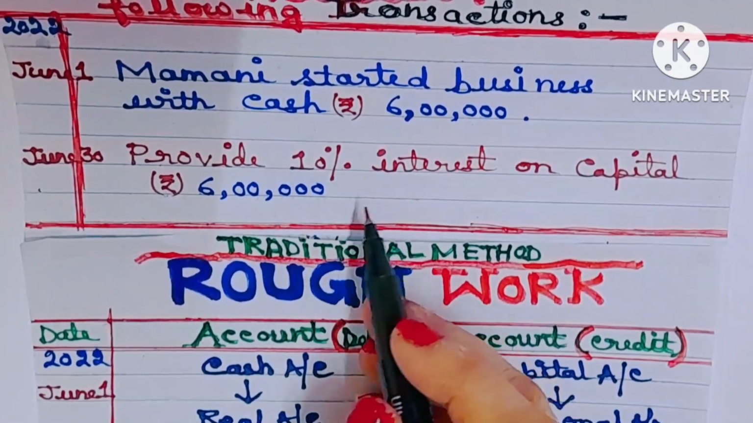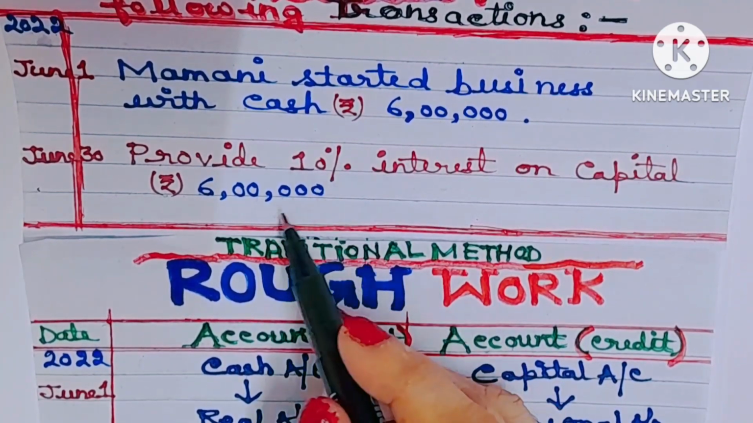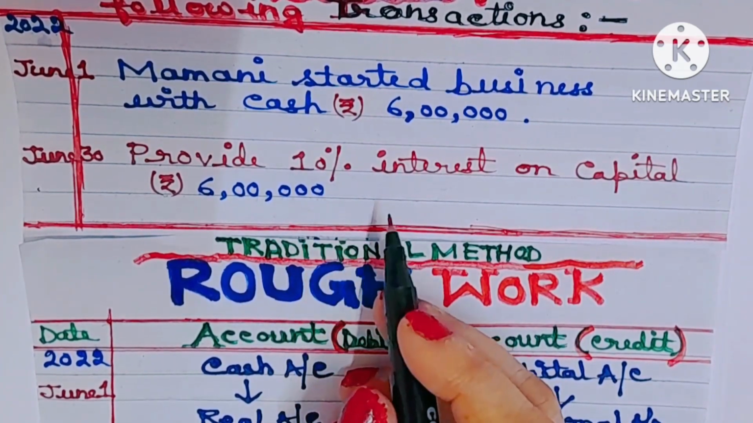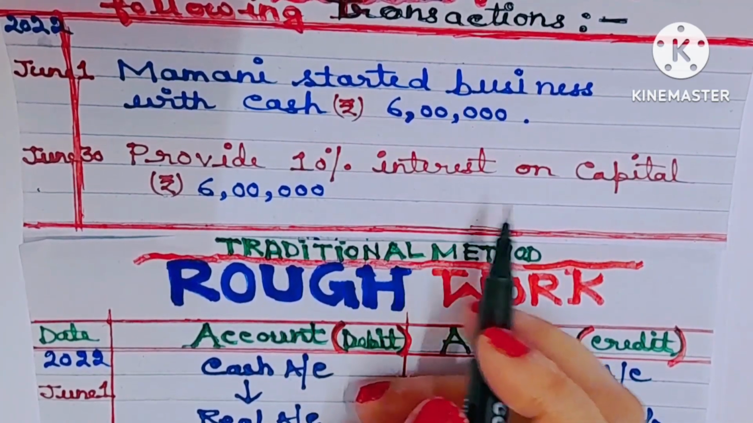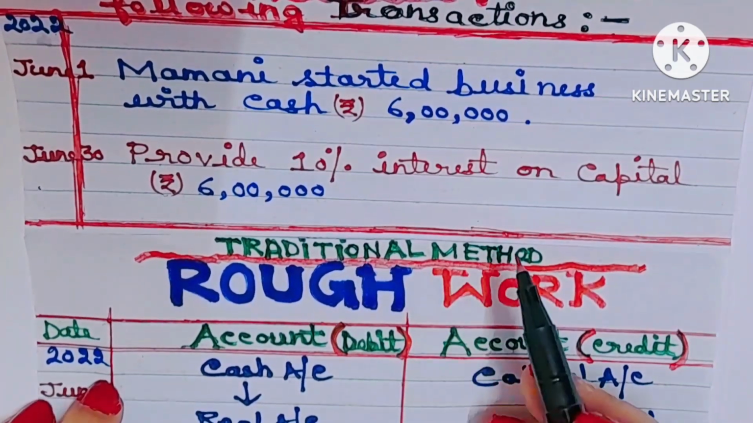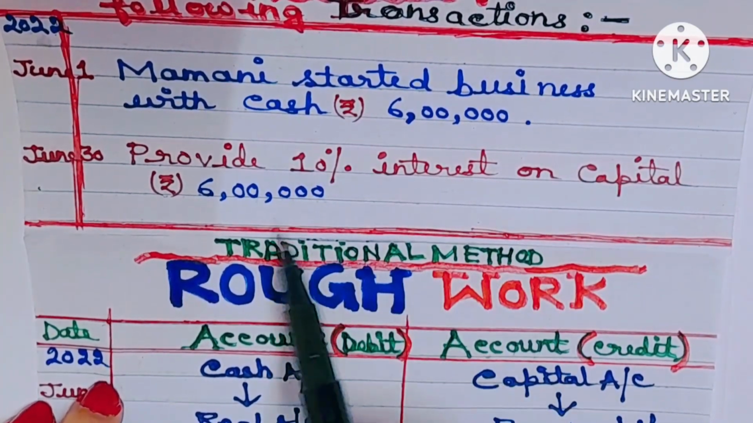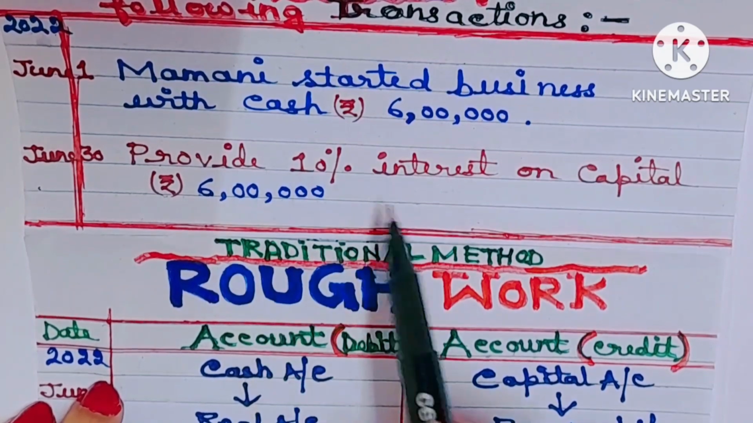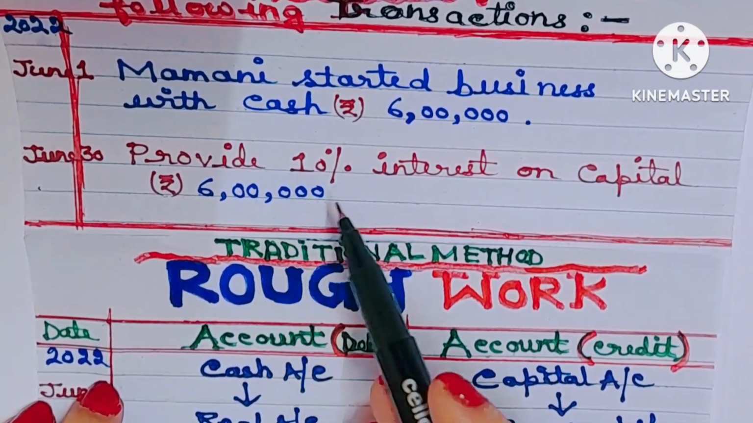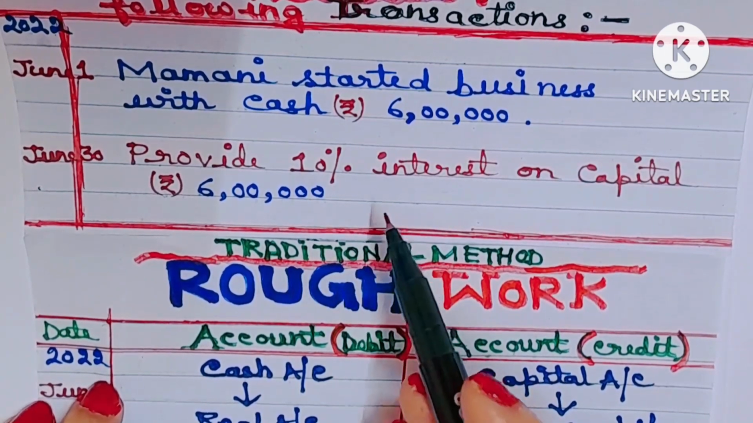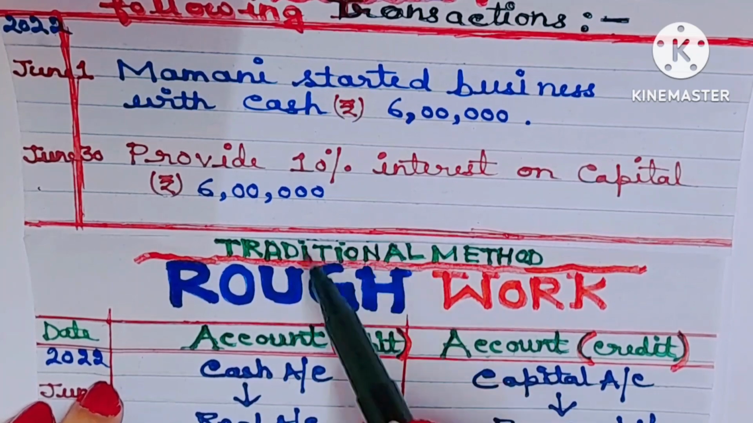Okay. What is the amount of interest on capital? 10% on 6 lakhs will be 60,000. 6 lakhs into 10 by 100 will give you 60,000. So what is our job? The first step is to read and understand the transaction clearly. Provide 10% interest on capital, rupees 6 lakhs. Since we are doing a simple journal entry, let us identify the two accounts involved in the transaction.